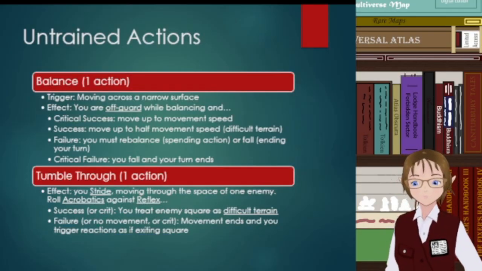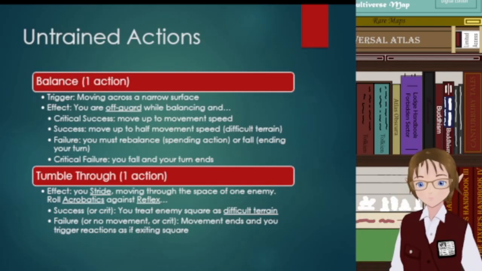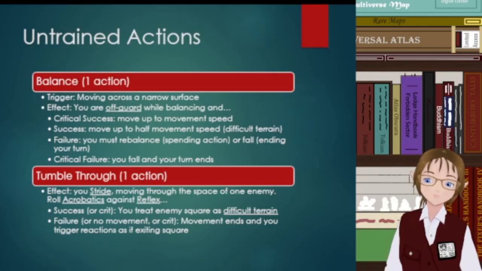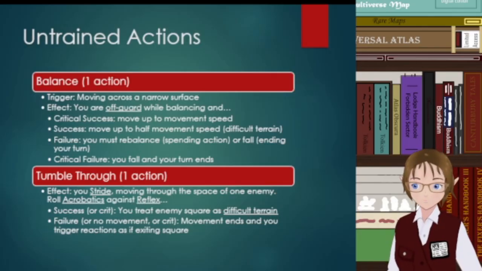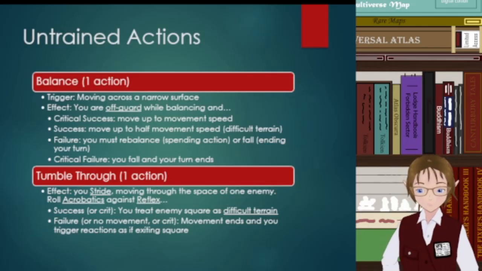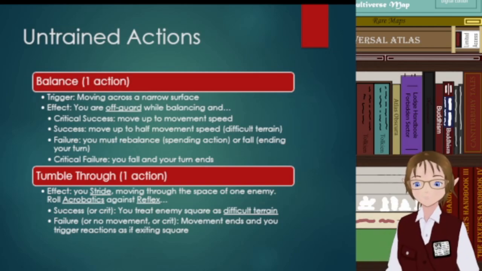I'm starting with the untrained actions here. For acrobatics, there are two of these, bounce and tumble through. Both of them take one action when performed in combat, but bounce is more likely to be used out of combat, while tumble through pretty much only occurs in combat because it's specifically moving through an enemy's space. I'm going to start by explaining bounce.